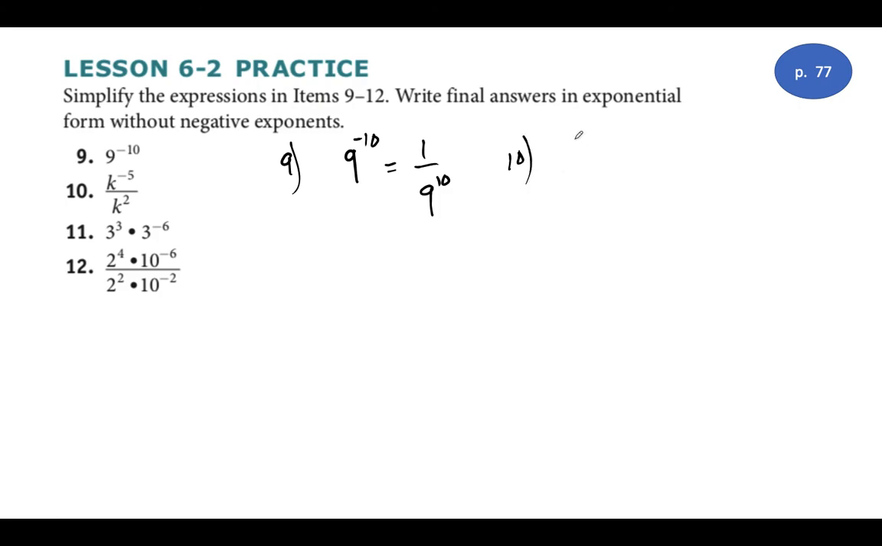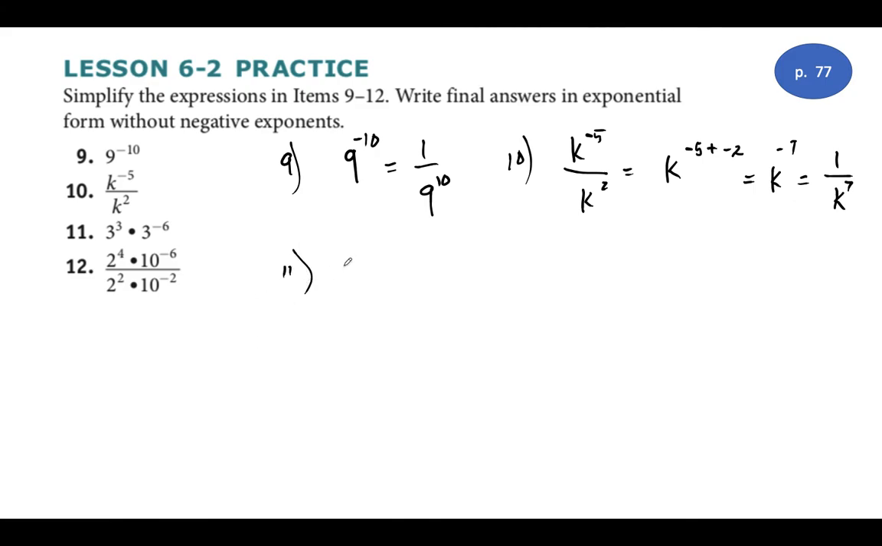Number 10, we have k to the negative 5th power over k squared. So I can rewrite that as k to the negative 5th power minus 2, or I'm going to write it plus a negative 2. Same thing. You know it's the same. And I get k to the negative 7th power. And if I have a negative exponent, I'm always going to rewrite it by moving that whole power and its exponent to the other side of the division bar and making the exponent positive.